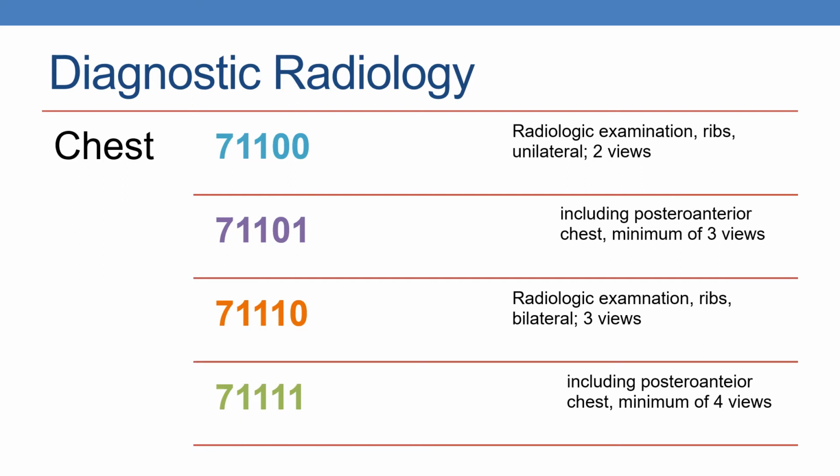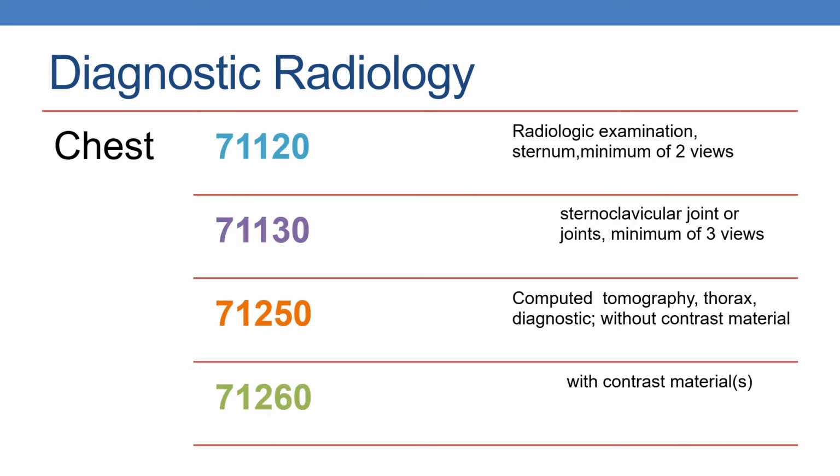The next is 71100. Radiological examination ribs unilateral 2 views. Next 71101. Radiological examination ribs unilateral including posterior anterior chest minimum of 3 views. Next 71110 is radiological examination ribs bilateral 3 views. The next is 71111. Radiological examination ribs bilateral including posterior anterior chest minimum of 4 views.